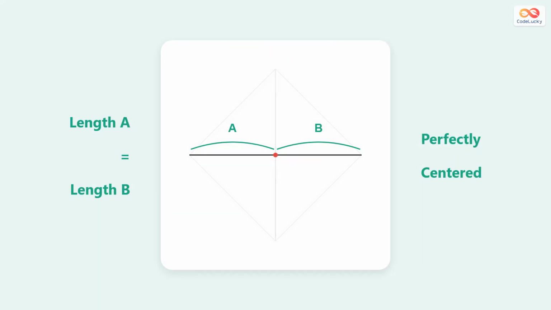We can verify this visually. The distance from the center to the left tip is exactly the same as the distance from the center to the right tip. Length A equals length B.